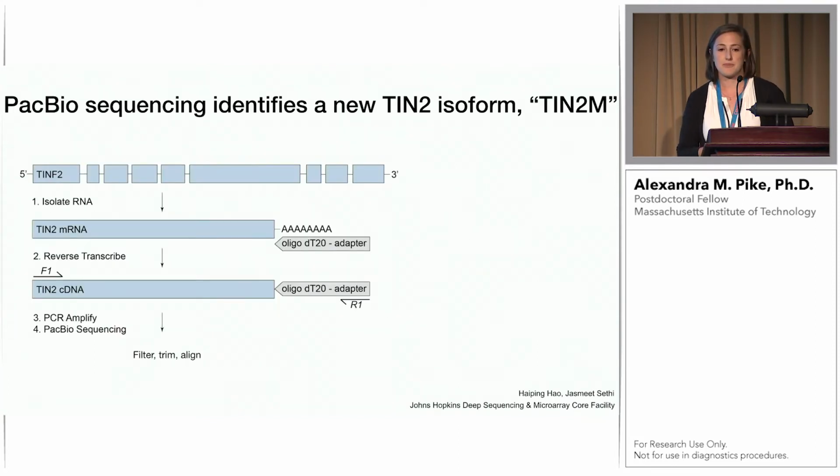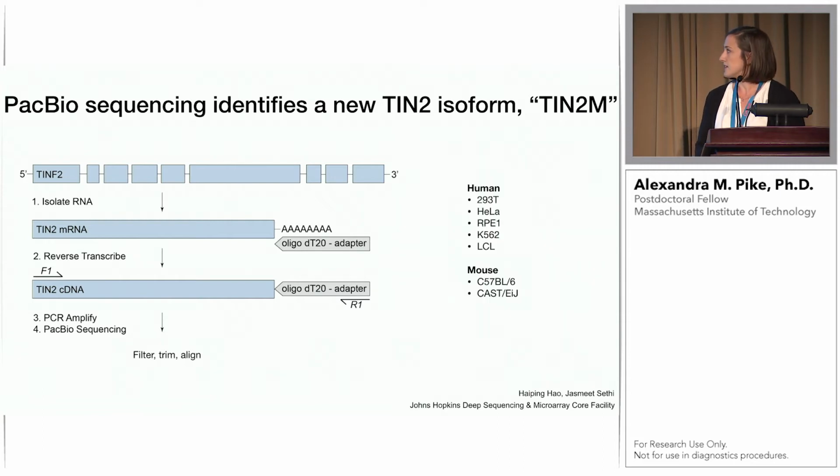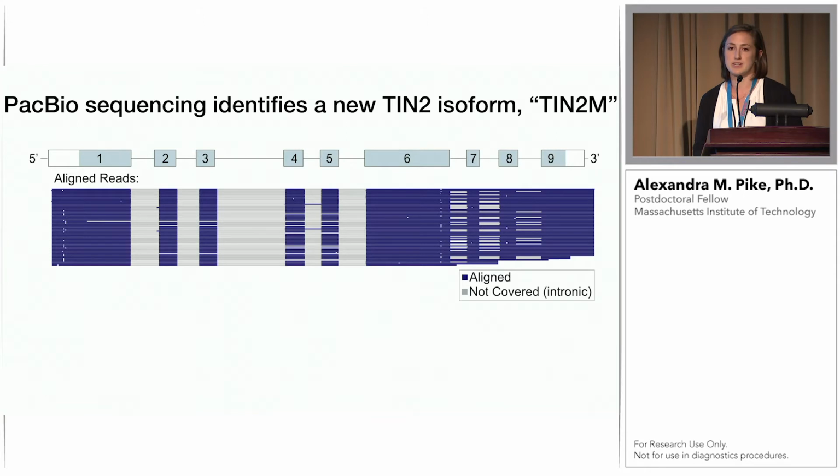And we couldn't really predict what that might be, so we did a targeted Iso-Seq of the TIN2 transcripts in different cell lines. So we just reverse transcribed TIN2 with this adapter sequence and did a PCR amplification with a primer in the TIN2 5' UTR and then to the adapter sequence, and submitted them to the core at Johns Hopkins to sequence with PacBio and then analyze and align these transcripts. And so we did this in 5 different human cell lines and 2 different mouse strains, which I should have mentioned before only express 1 TIN2 isoform, and that's exactly what we saw.